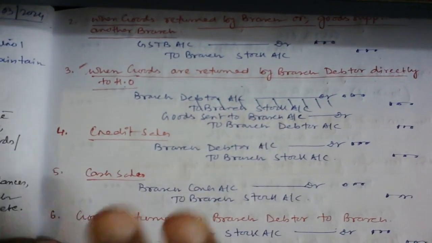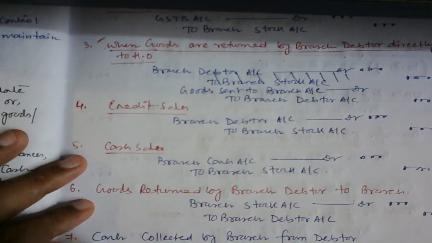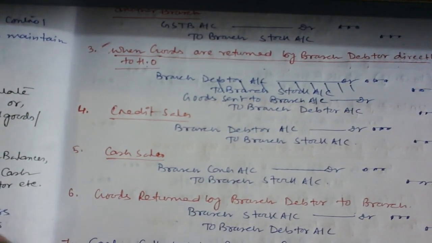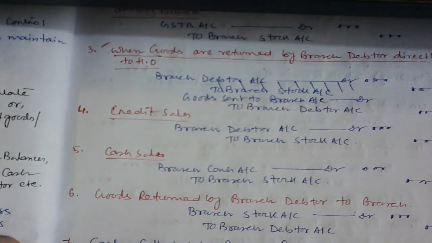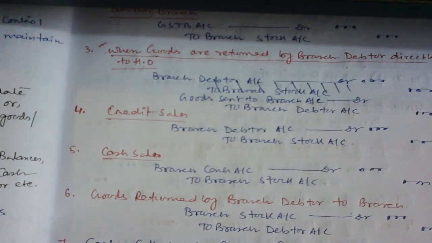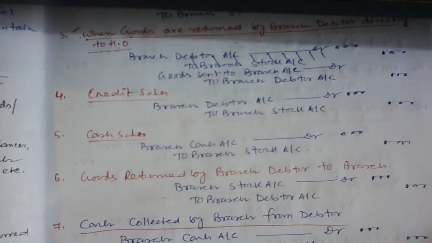Cash sale. Very easy. Cash sale happens when sale has been made in cash. So branch cash account debit to branch stock account. It is very, very easy. Correct? Done, sir. After this, that is what we have done. Branch stock account debit to branch debtor. Next.